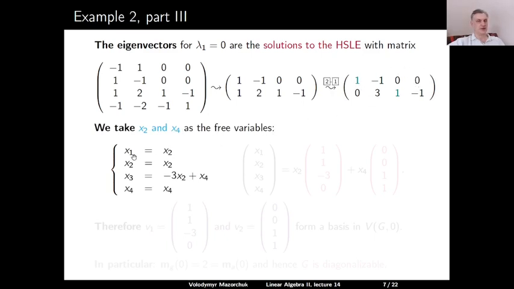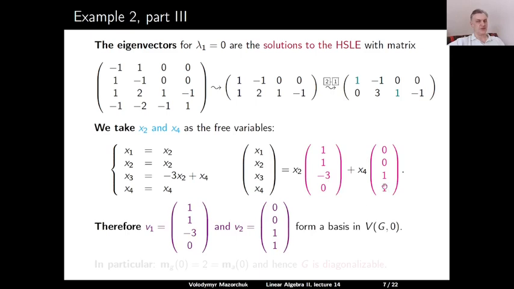Then from the first row we have x1 is equal to x2. Then x2 is equal to x2, the trivial equation for the free variable. From the second row we have that x3 is equal to minus 3x2 plus x4. And then we have x4 is equal to x4, the trivial equation for the free variable. In the vector form, (x1, x2, x3, x4) is equal to x2 times the coefficient vector (1, 1, -3, 0), plus x4 times the coefficient vector (0, 0, 1, 1).